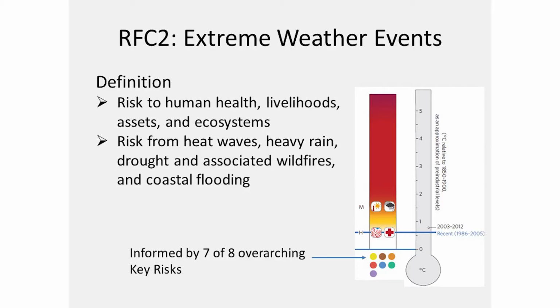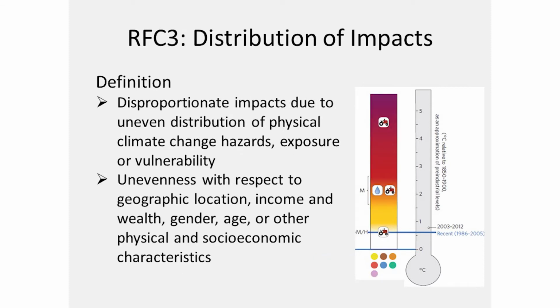Okay, so let me go through one more, and I think I'm going to do just RFC 3, the distribution of impacts. Right, and this is, as I mentioned, impacts that disproportionately fall on some group, either some geographic area or, say, low-income populations or so on.